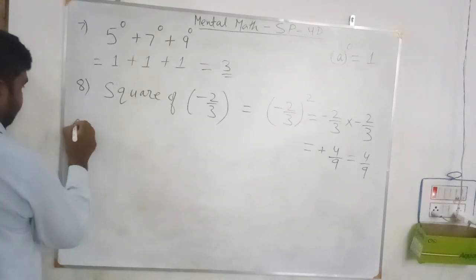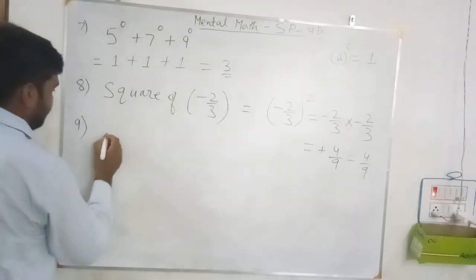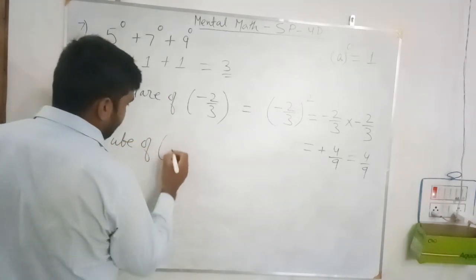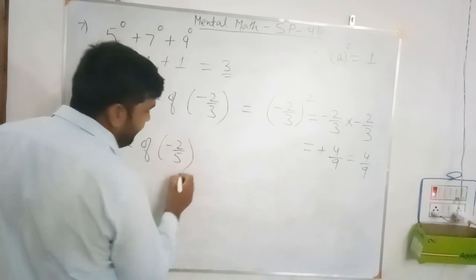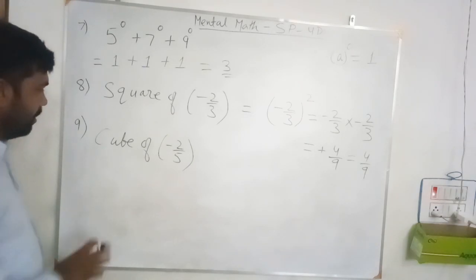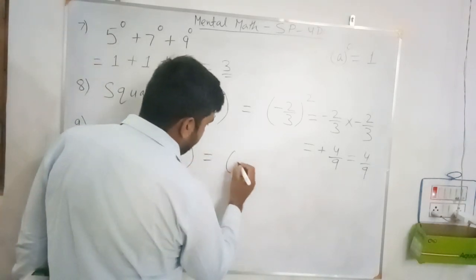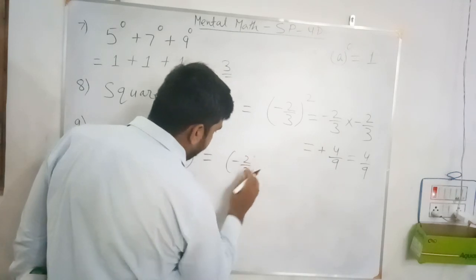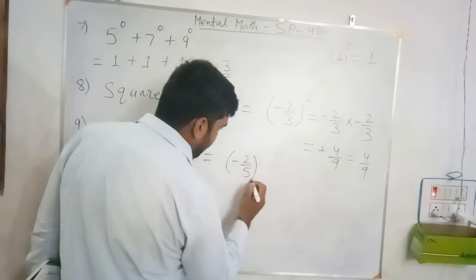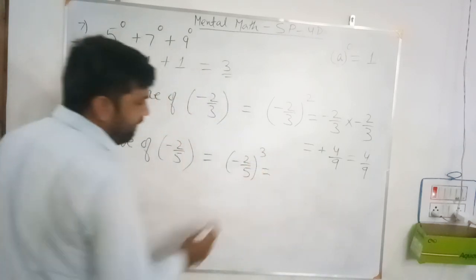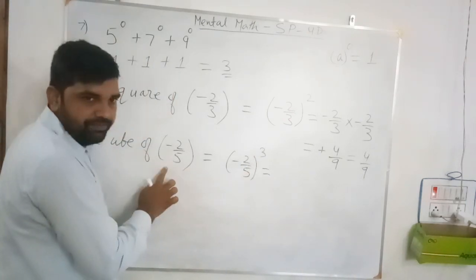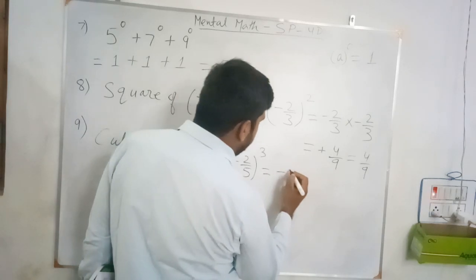Now question number 9. Cube of minus 2 by 5. Cube means having power 3. If any exponent has power 3, it is called cube. So cube of minus 2 by 5 means raise power 3 over the base minus 2 by 5. This power 3 is called cube. Now multiply this base by itself 3 times, minus 2 by 5.